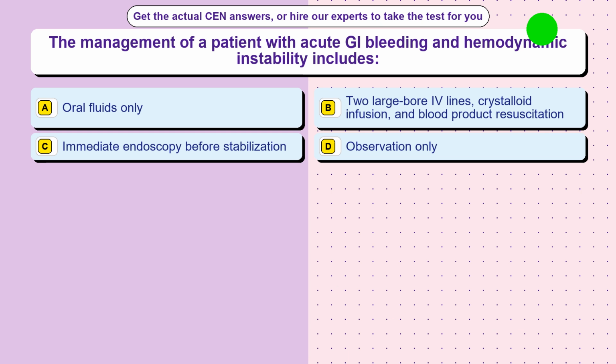Question 70. The management of a patient with acute GI bleeding and hemodynamic instability includes Option A, oral fluids only. Option B, 2 large bore IV lines, crystalloid infusion, and blood product resuscitation. Option C, immediate endoscopy before stabilization. Option D, observation only.